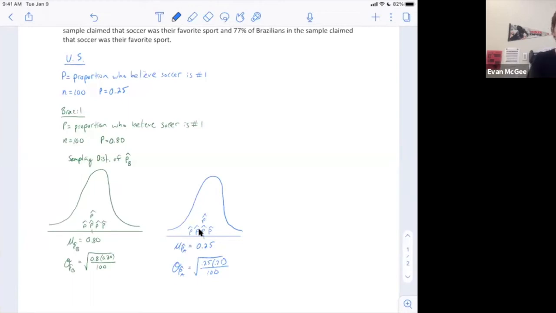So what I want to do is find the expected difference between these two distributions. So obviously, the expected difference is just going to be the mean of this distribution minus the mean of this distribution. And I've chosen to do Brazil first because I want to have a positive difference. It doesn't matter which one you do first, but I prefer to work with the positive numbers. So in this case, the expected difference is going to be 80 minus 25. And then we'll look at the expected spread of this final distribution as well.